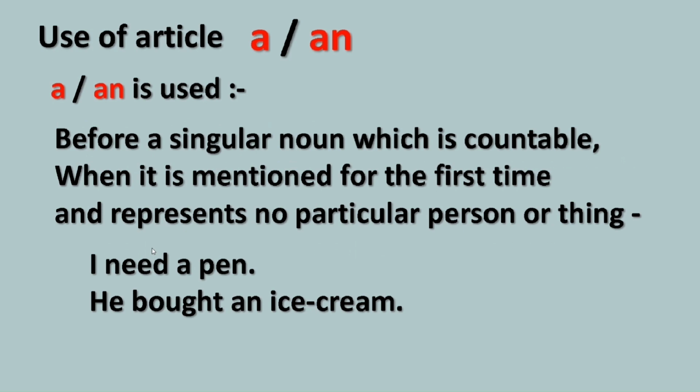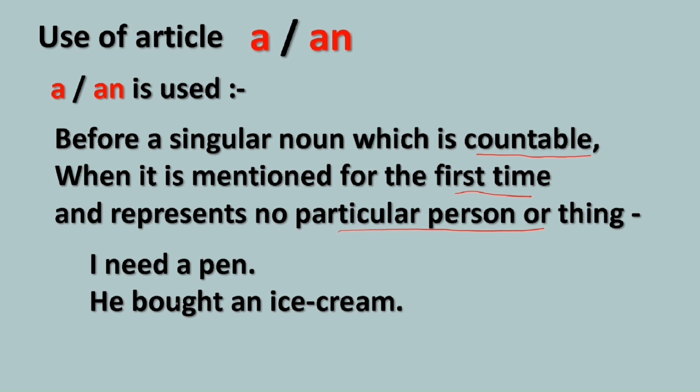Now come to the use of article a or an. See the first use. A or an is used before a singular noun which is countable, when it is mentioned for the first time and represents no particular person or thing. The word should be countable, it should be mentioned for the first time, and that word should not be used for a particular person or particular thing. Then article a or an is to be used.